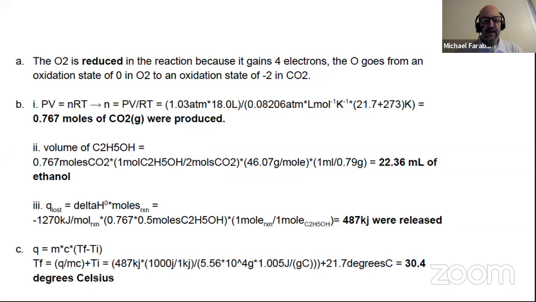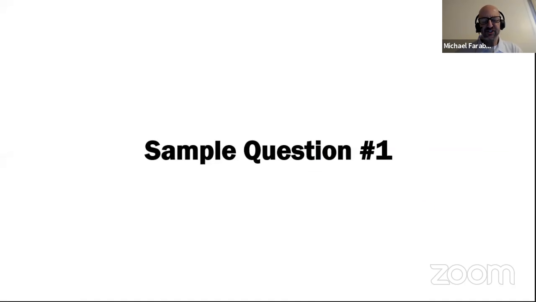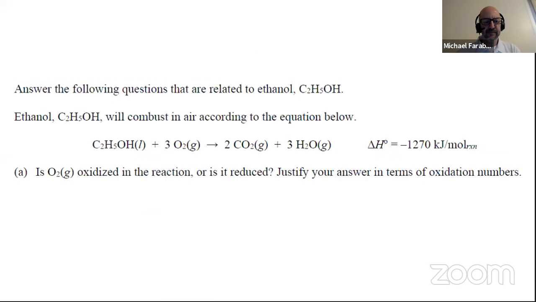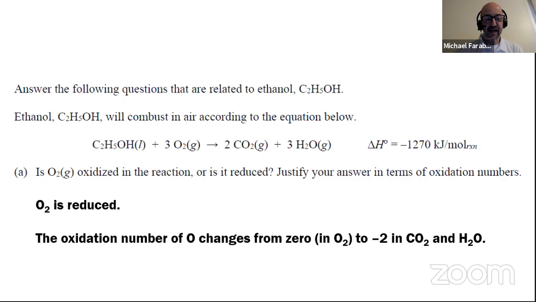All right, let's go ahead and take a look at sample question number 1, part A. Ethanol will combust in air according to the equation below, and the question asks, is O2 gas oxidized or is it reduced? The correct answer to this question is that oxygen is reduced because the oxidation number of the oxygen changes from 0 in molecular oxygen to -2 in carbon dioxide and water.